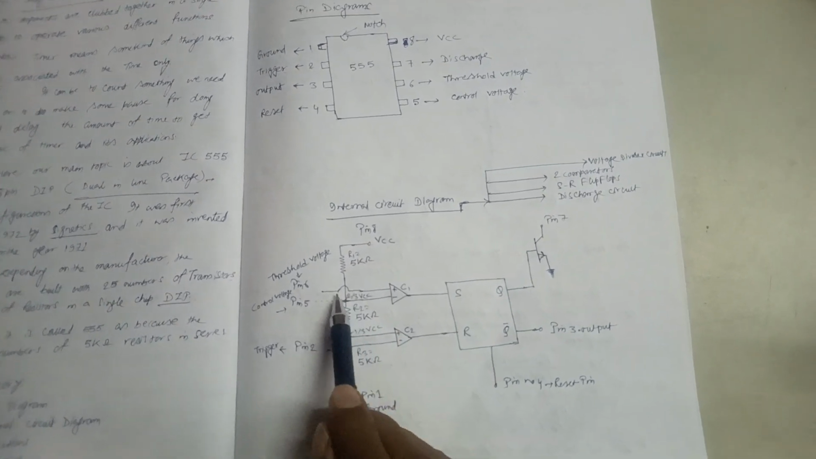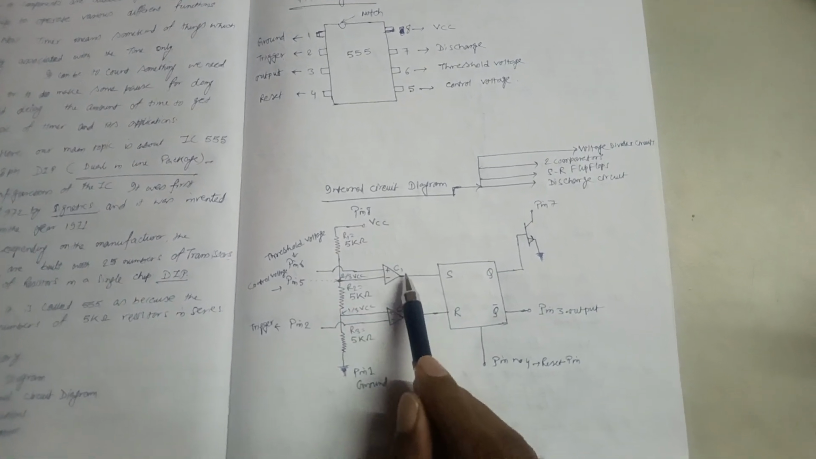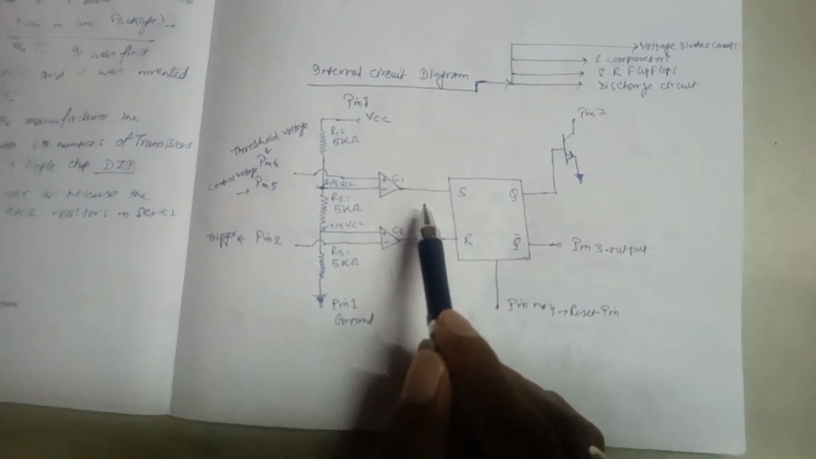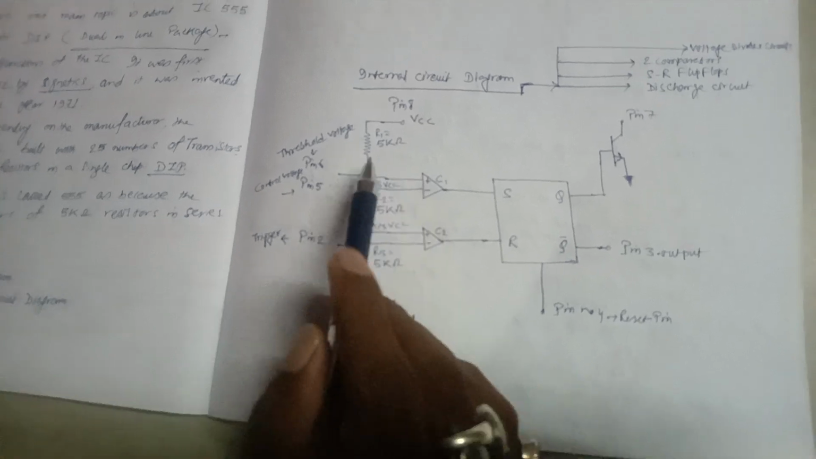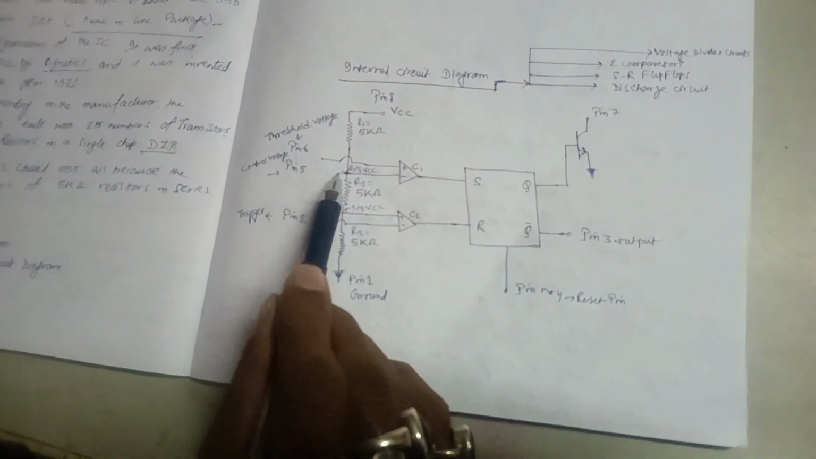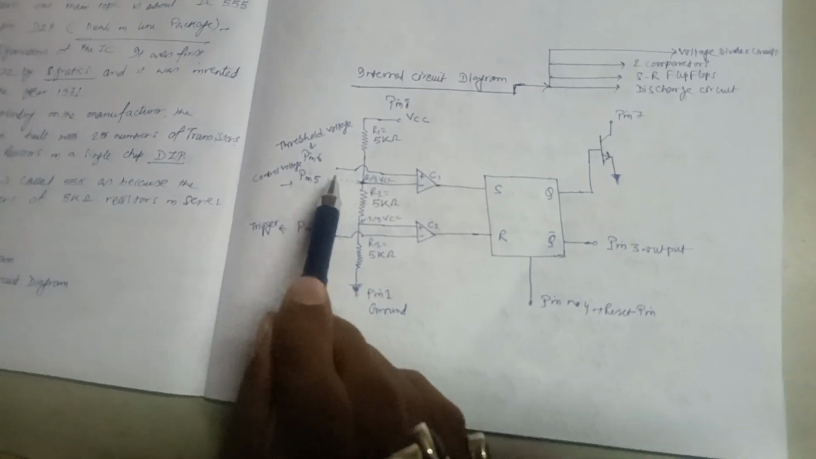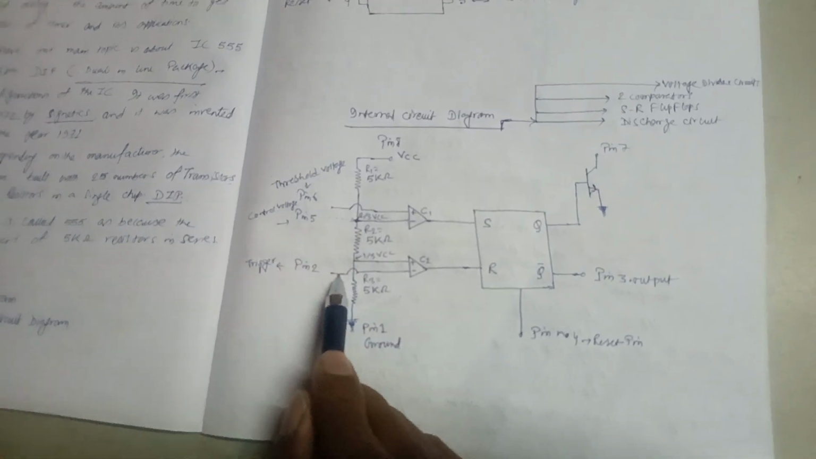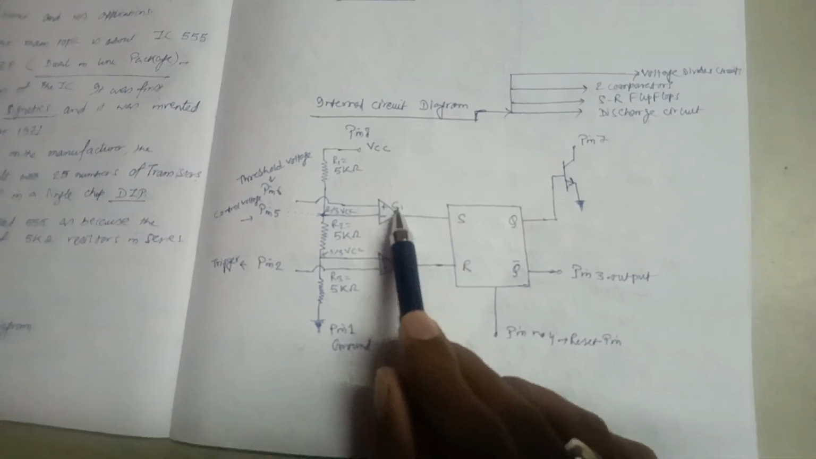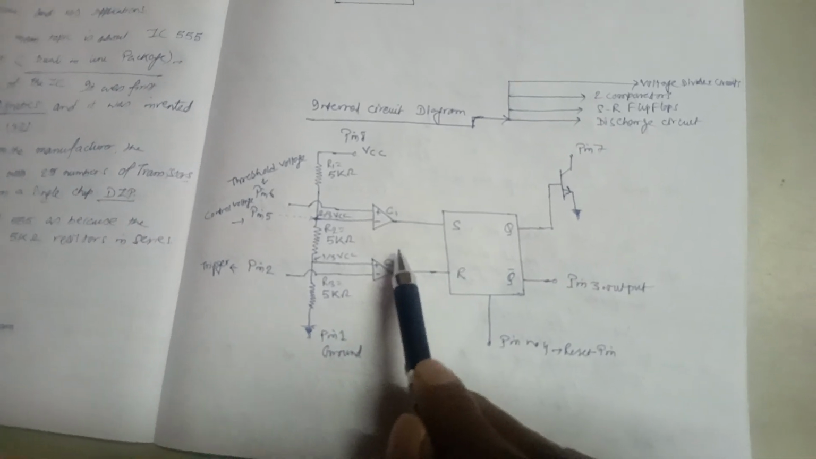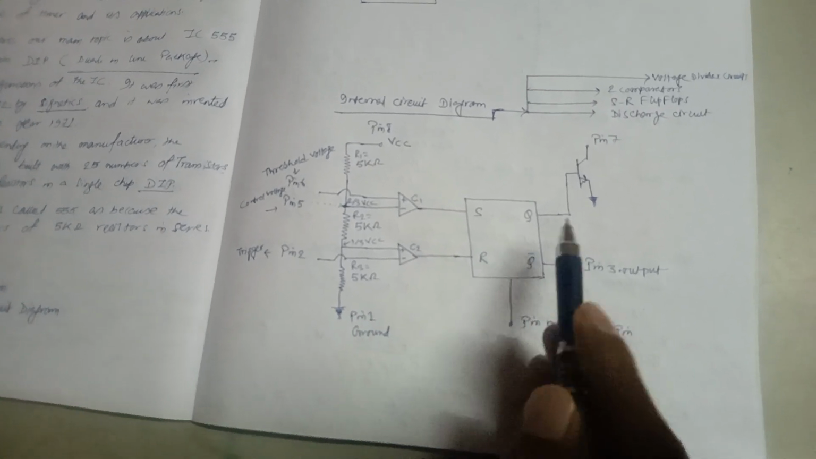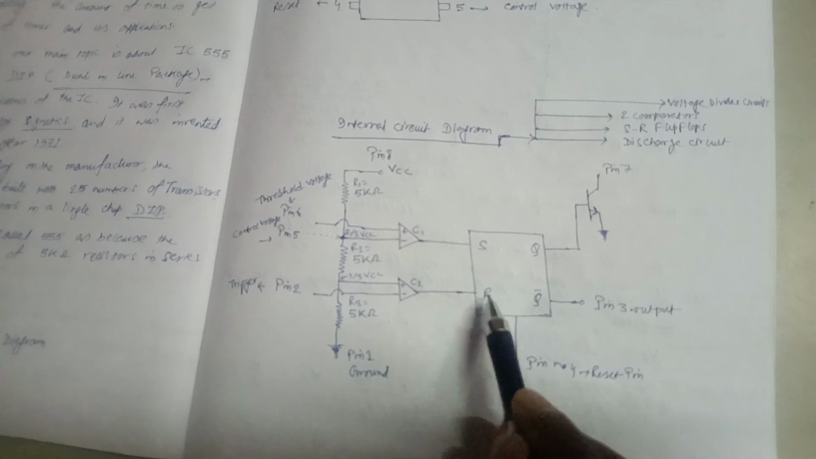Here we have two comparators; a comparator is basically a kind of op amp. These are the threshold voltage from pin number 6, and from pin number 5 the control voltage. Pin number 2 is the trigger, and pin number 1 is ground. The two comparators are there, and here we have taken one SR flip-flop.